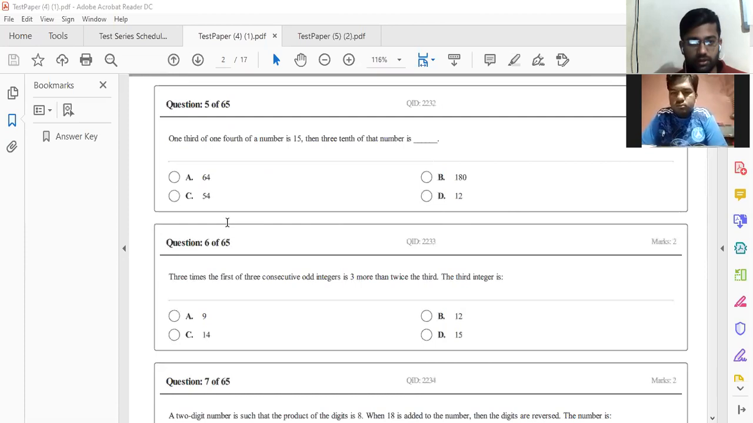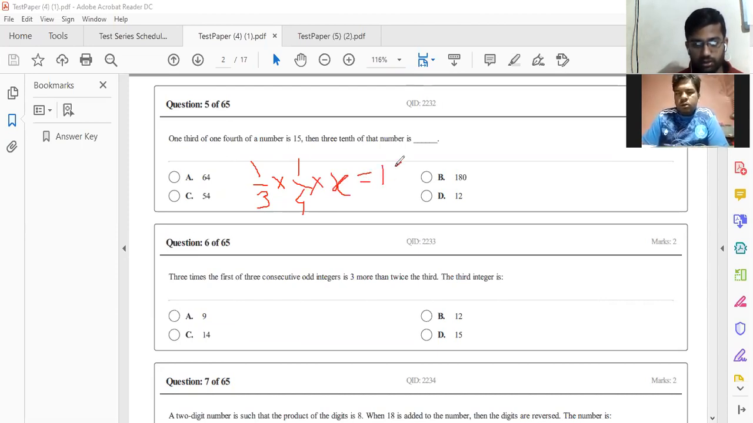Next, 1/3 of 1/4 of a number is 15. Then 3/10 of that number is... Okay, 1/3 of 1/4 of means multiply. So 1/3 multiplied by 1/4 of the number. Let's say I'm assuming that number is your x. It is 15. This is the condition given.